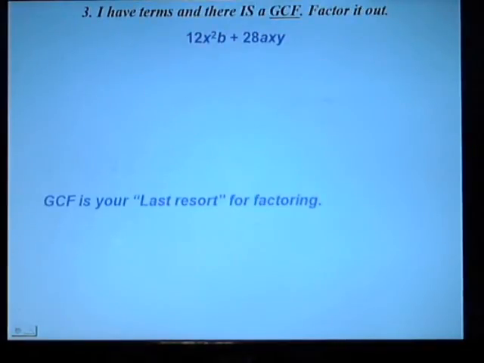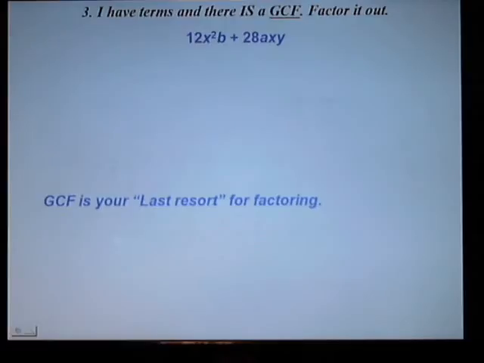Very last page. It's the shortest factoring there is. This is GCF. It's also your last resort. That's why it's at the bottom. So if there's nothing else, if it doesn't look like the MA, if it doesn't look like the difference of squares, if it doesn't look like the grouping, GCF. Look for a GCF for everything. And ta-da, that's what it looks like.